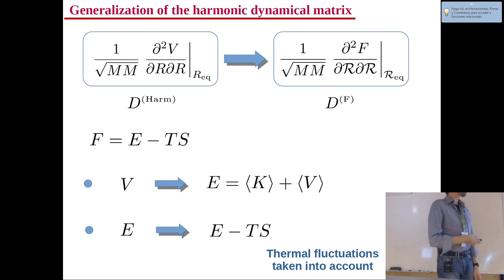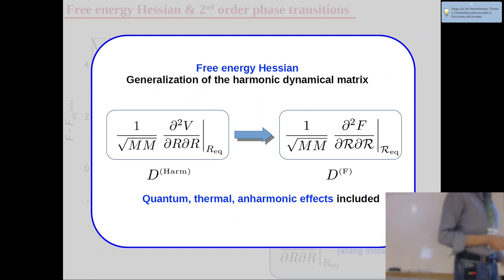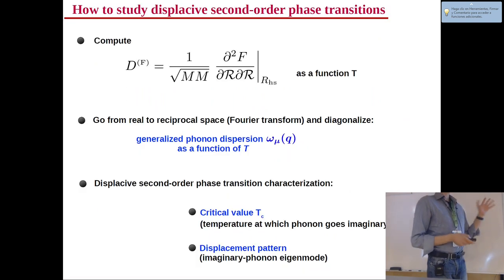And also we are not only considering the energy, but the free energy, the Helmholtz free energy in this case. So there is also the temperature with the entropy. So we are including the entropic contribution, and so thermal fluctuations are also taken into account. Okay, so by doing this generalization, we have included quantum, thermal, and anharmonic effects. So essentially, this is what you can do with SCHA. You compute the free energy Hessian divided by the masses, so you have the correct dimension. So this is our generalization of the harmonic dynamical matrix, and you compute this as a function of T.